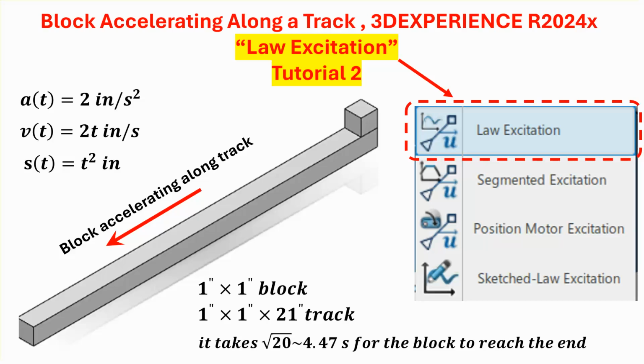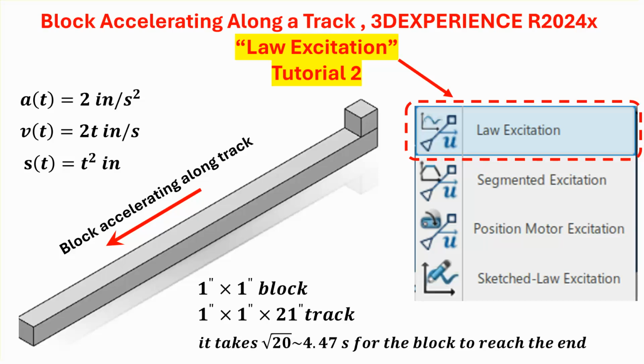Hi folks, this is tutorial number 2 in this playlist, which deals with kinematics simulation in the 3D experience. I'll refer to this thing as a block accelerating down a track, as you can see here. And we're assuming that the block has an acceleration of 2 inches per second squared.